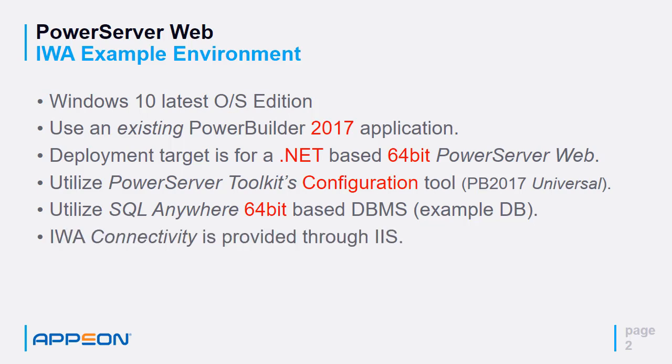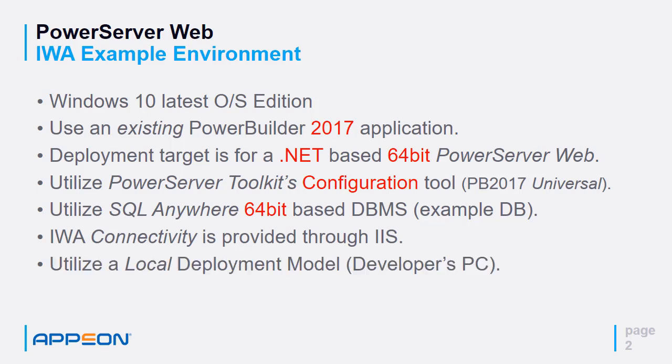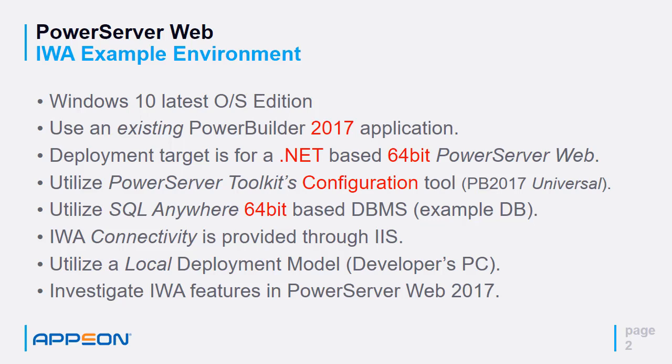IWA connectivity will be provided through IIS. And we're going to utilize a local deployment model. That means IIS, PowerServer, PowerBuilder, the PowerServer Toolkit, and SQL Anywhere are all installed on the developer's PC. And then we'll investigate the IWA features as found in PowerServer Web 2017.